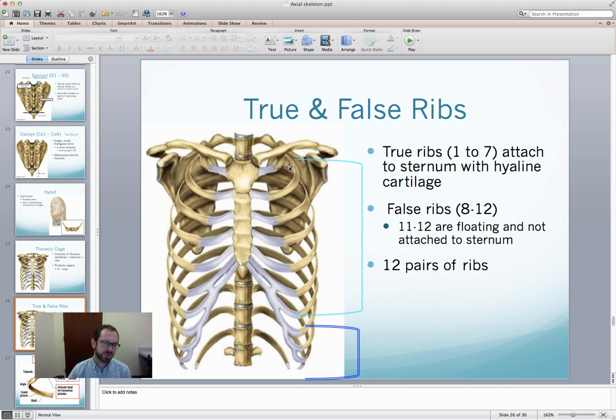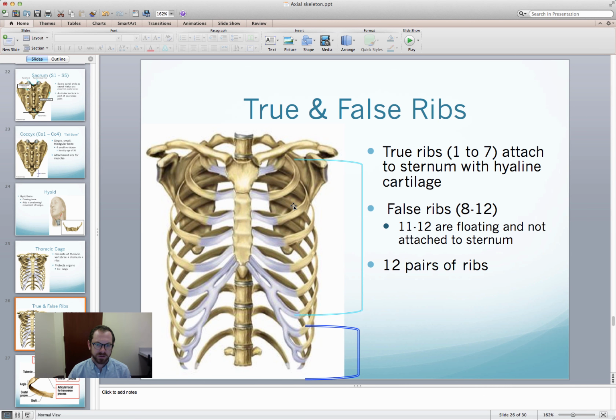And we number them starting with the most superior. This would be rib number 1. And we number them down to rib 12. This is the most inferior. Now, on a practical quiz, you will have to know right versus left. And we'll give you some tips on that in a minute.